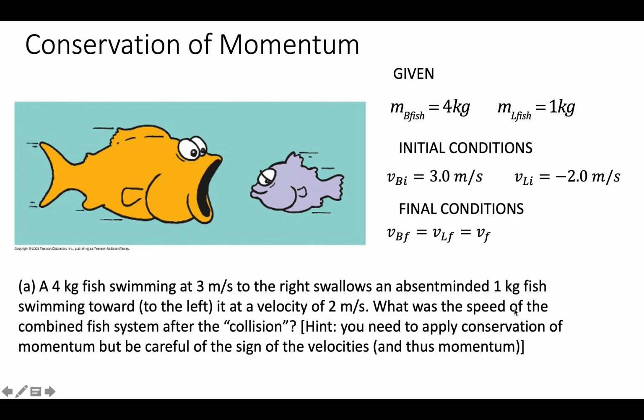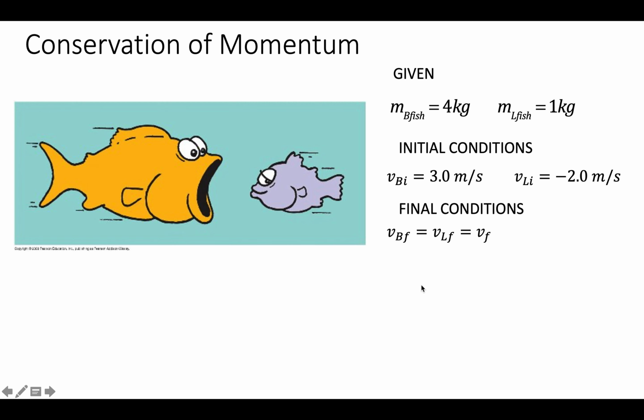So this is essentially a perfectly inelastic collision, and we know that the momentum before the collision has to equal the momentum after the collision. So if momentum is conserved, then we know that the total initial momentum, which is the momentum of the big fish initially plus the momentum of the little fish initially, has to equal the total momentum of the system after the collision, the final momentum.